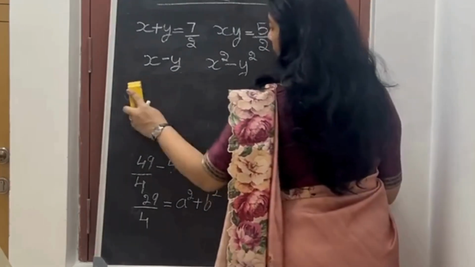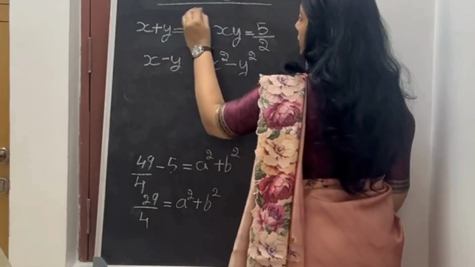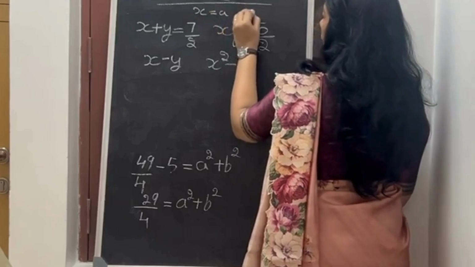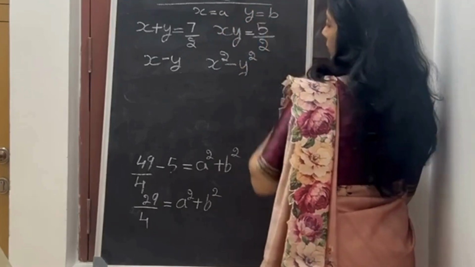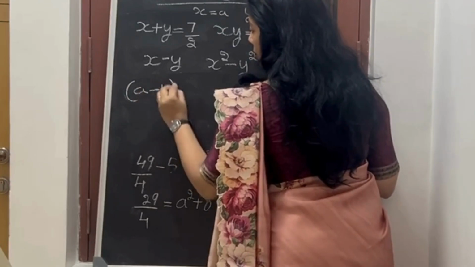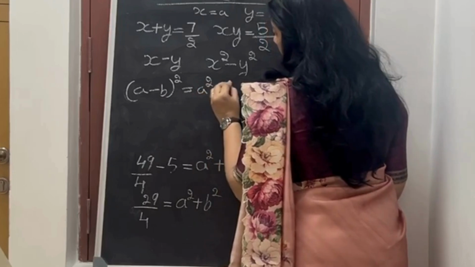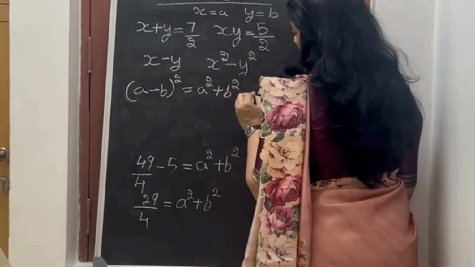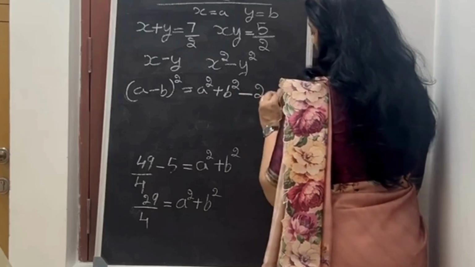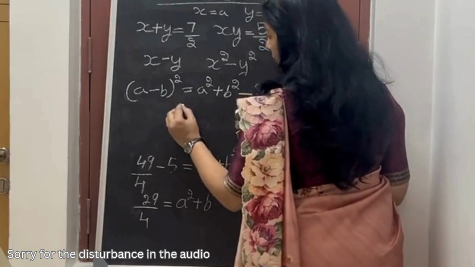Now what do I have to find out? I have to find out x and y. Here I have converted x as a and y as b. Now I do (a minus b) the whole square equals a square plus b square minus 2ab. I don't know what this is, so I'll leave it as it is.